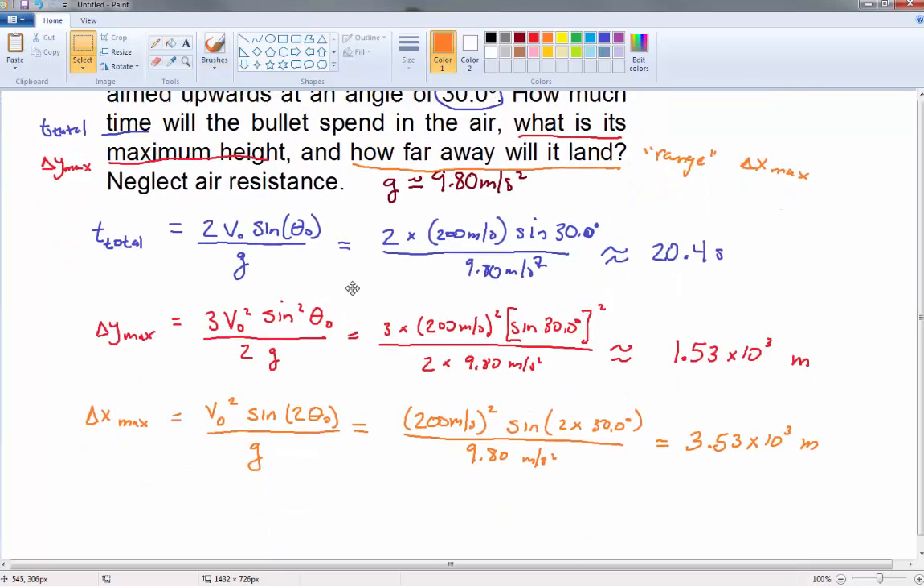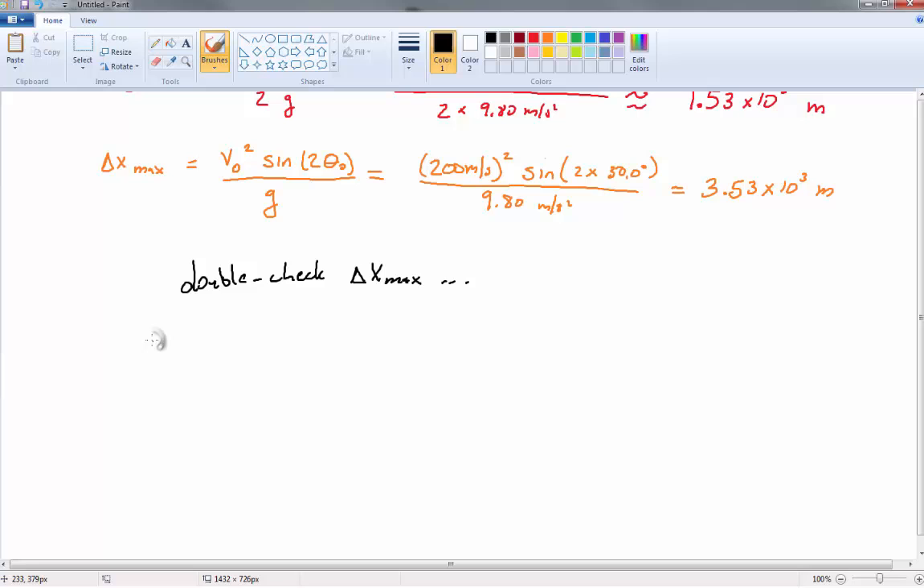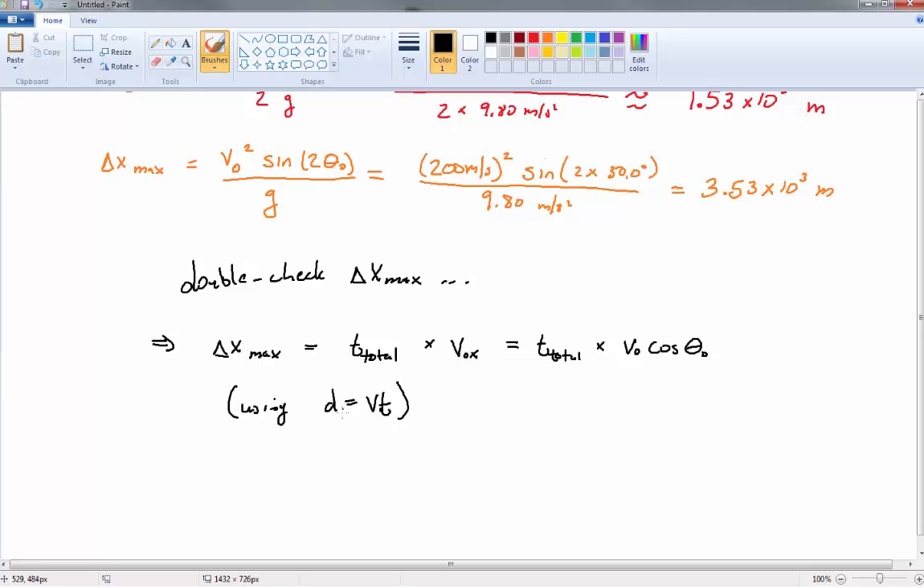If we want to double check any of these, we could. This basically has answered the question, but just for fun, let's double check, for example, the last one of these. So double check delta x max. The way that you do that is that delta x max, the range, is equal to the total time times the initial speed in the x direction. And so that would be the total time times the initial speed times the cosine of the initial angle. And again, what we're making use of in this particular case is d is equal to v times t. In other words, distance traveled is speed times time when there's no acceleration in that particular direction.